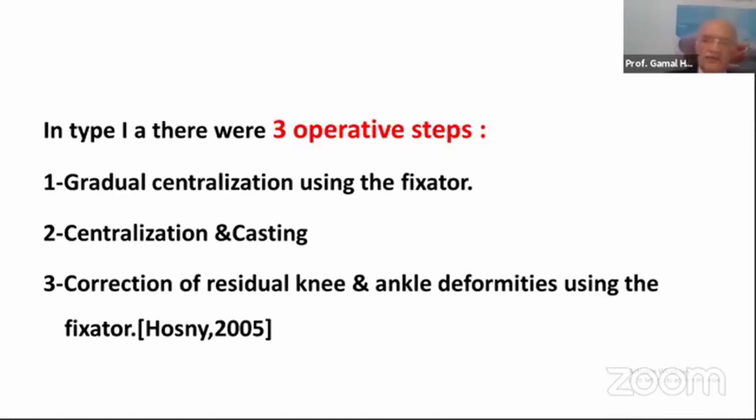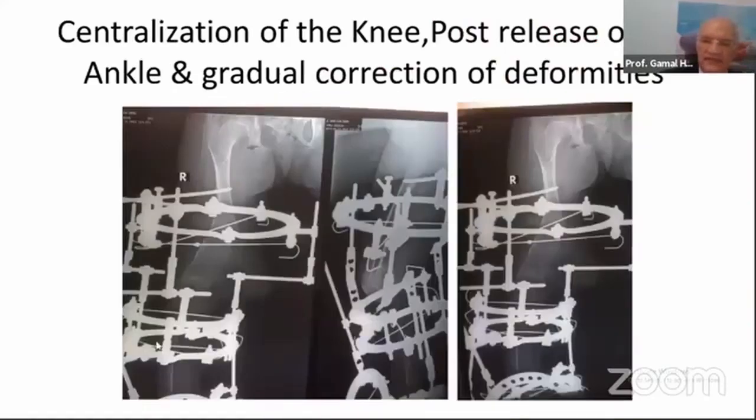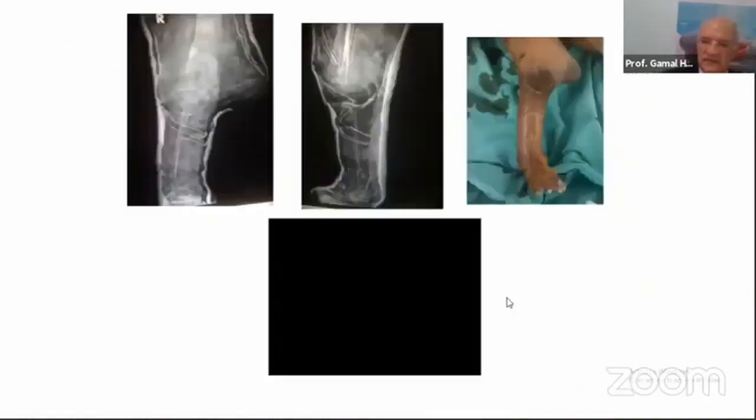We were the first to publish conservative treatment of tibial hemimelia, in 2005. This publication was 15 years ago. Sometimes we do the stages together because we use gradual treatment. Like this patient, we used centralization, we put the frame on, we corrected the knee and the ankle together. And this is how the patient moves afterwards, from a bedridden patient to a running patient.